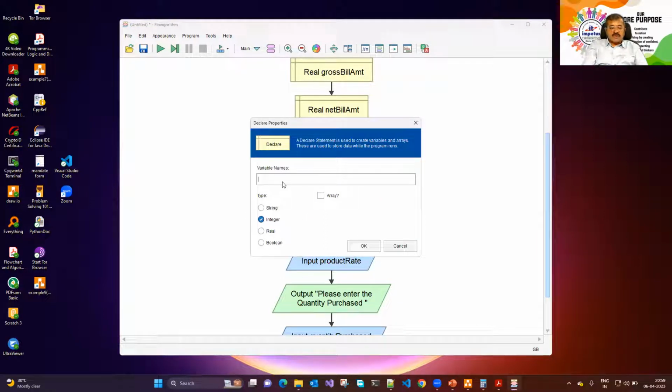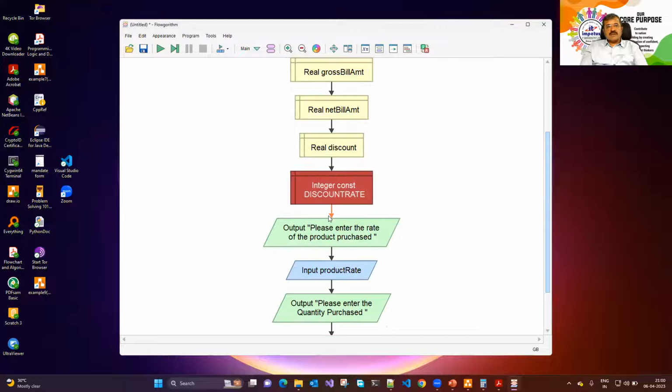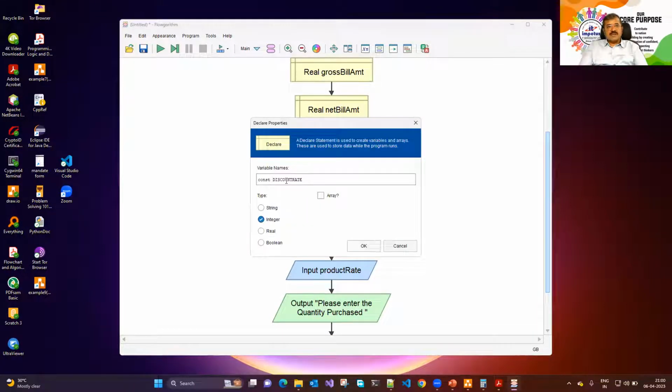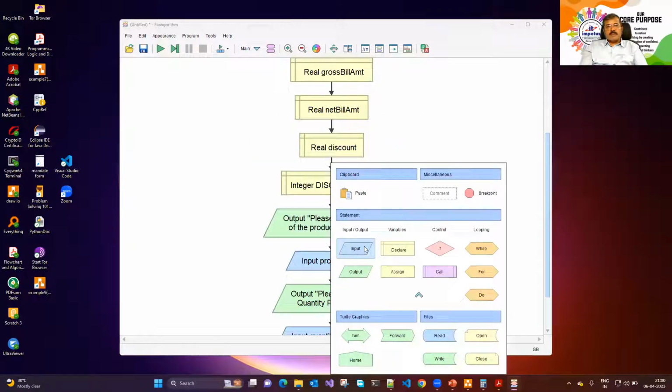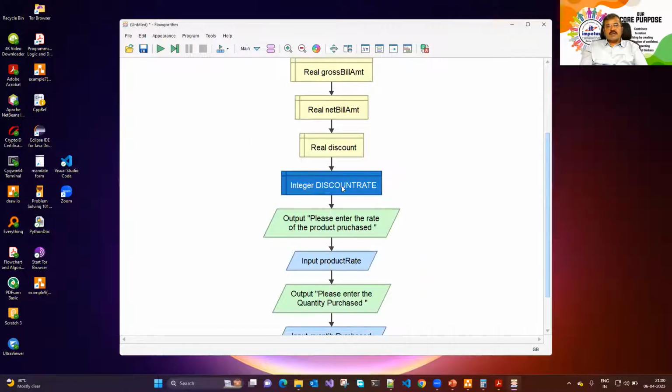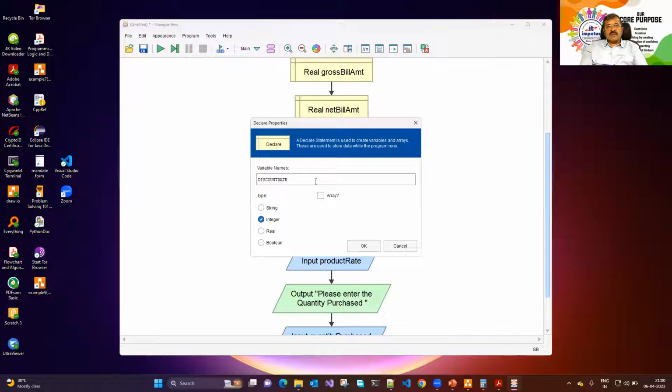So I'll over here say discount. I have this variable called as discount rate, or discount percentage, whatever name I could give. I'm now giving it an uppercase. Will it allow me to say constant? Let's see. It is not allowing us. So let me just say discount rate in uppercase. But this discount rate also had a value, correct? That we would like to give.